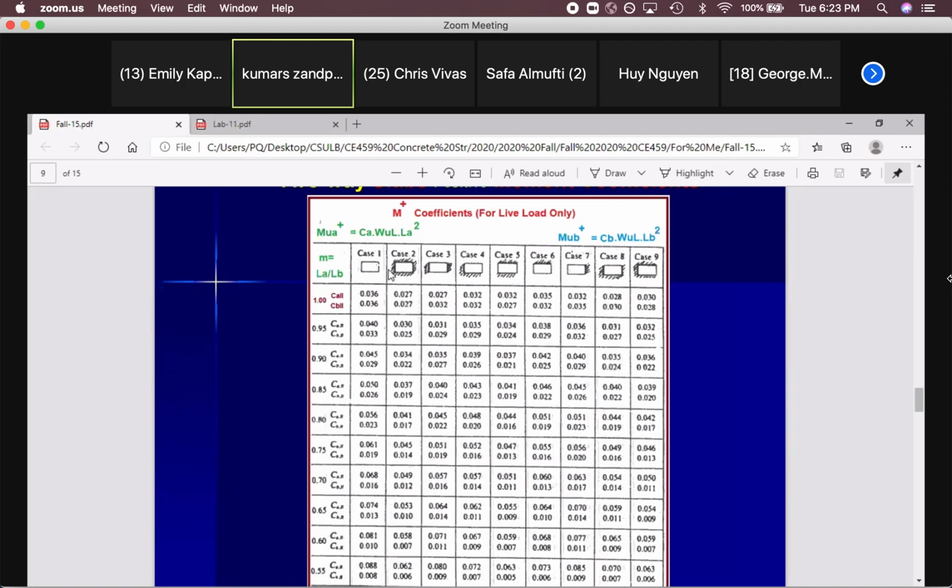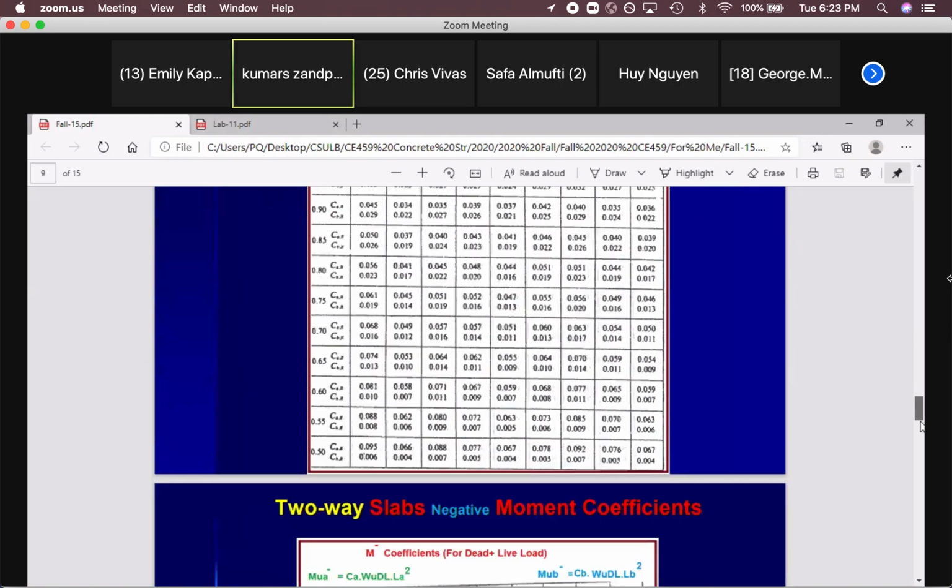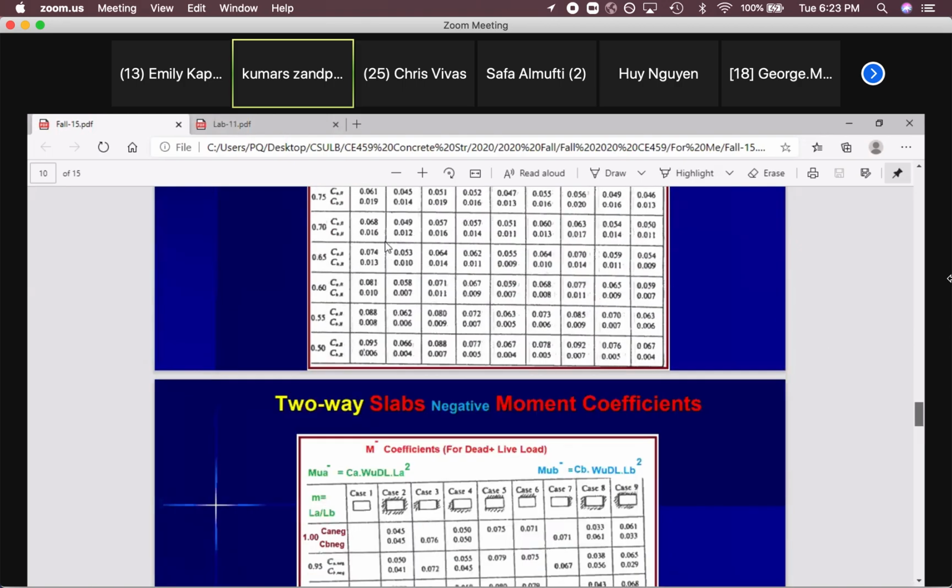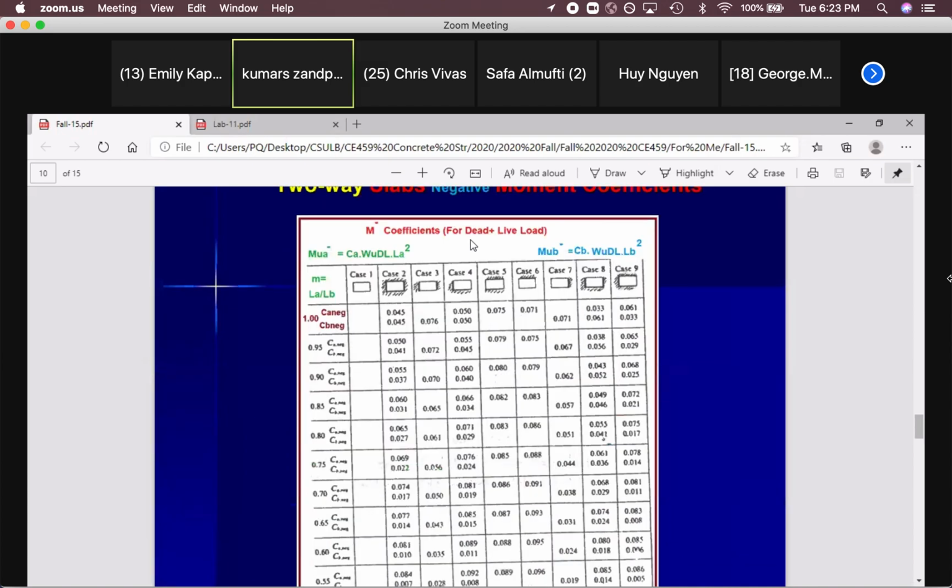Yeah, you have two tables. Don't forget for M positive. For M negative, no. We have just one table for dead load plus live load. I put all this with the red line, so whenever you are going to use this, you can pay attention to this. Oh, it's dead load plus live load. For M positive, one of them is for dead load, the other one is for live load.